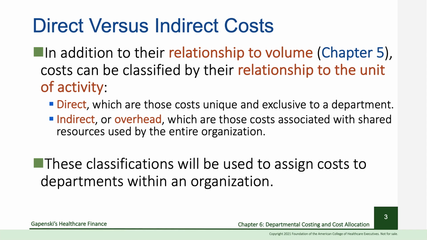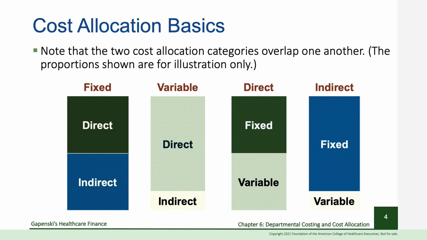And the other feature about indirect cost is that if the lab was closed, let's say, if you went ahead and closed the lab and you say that I'm not going to offer lab services anymore at my hospital, the indirect cost will not disappear. You will still be paying the rent, right? Even if those two rooms are empty, you will still be paying the rent for those two rooms. So these classifications will be used to assign costs to departments within an organization.